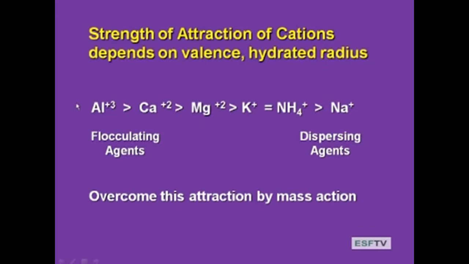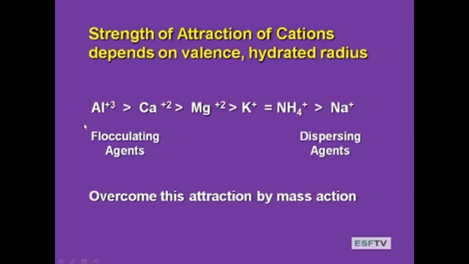And so let's go back to that. We're going to add one more piece to that, aluminum +3 and sodium +1. So things that have a high valence and a very small hydrated radius are flocculating agents. A flocculating agent will cause clays to clump. A dispersing agent will cause clays to stay in solution.